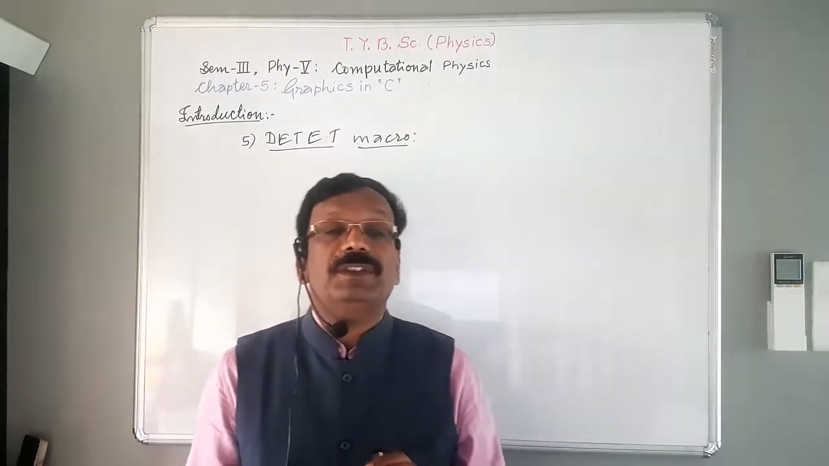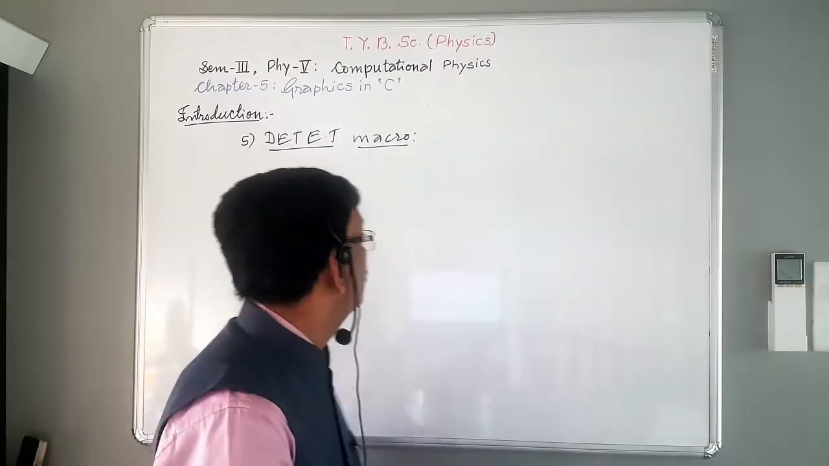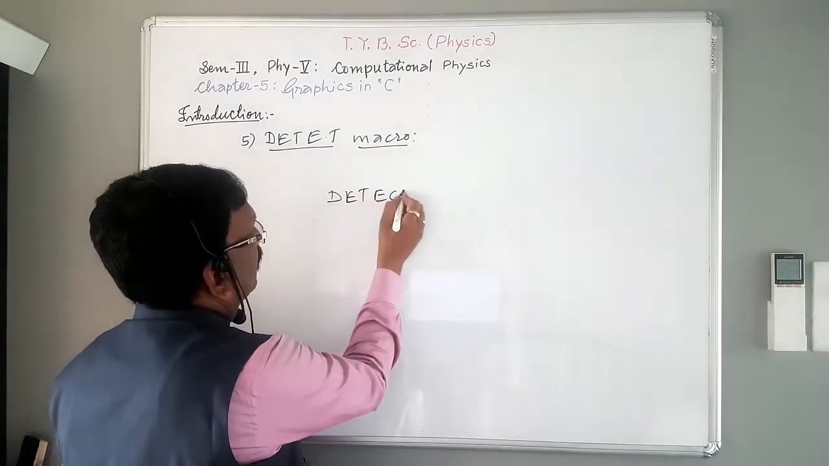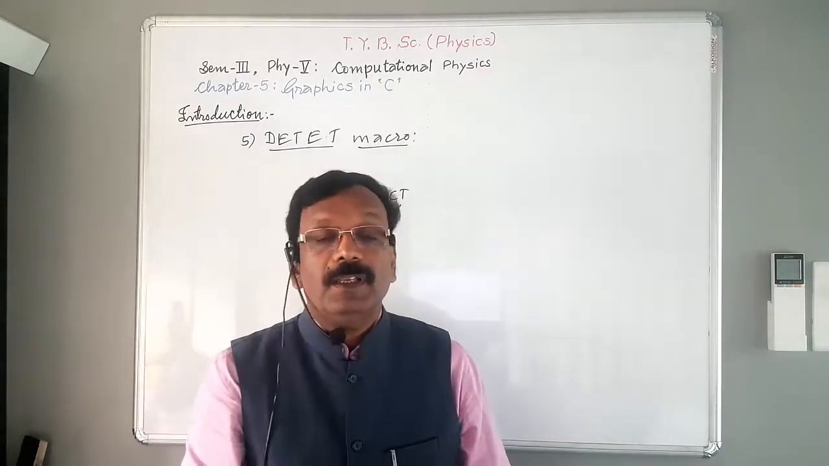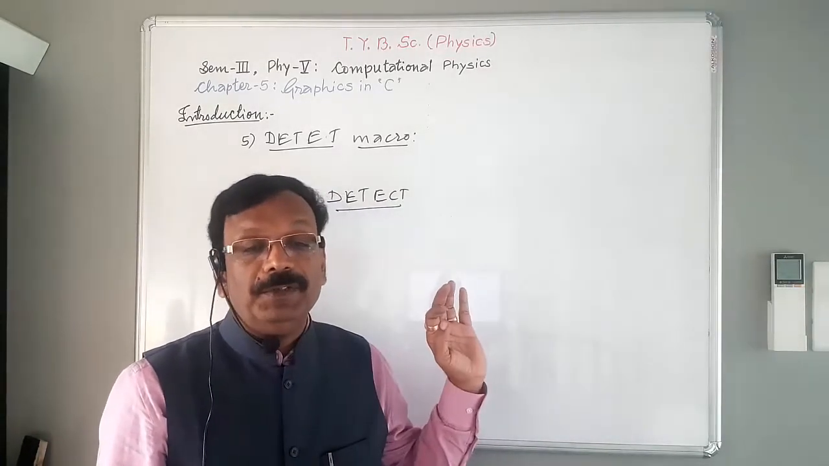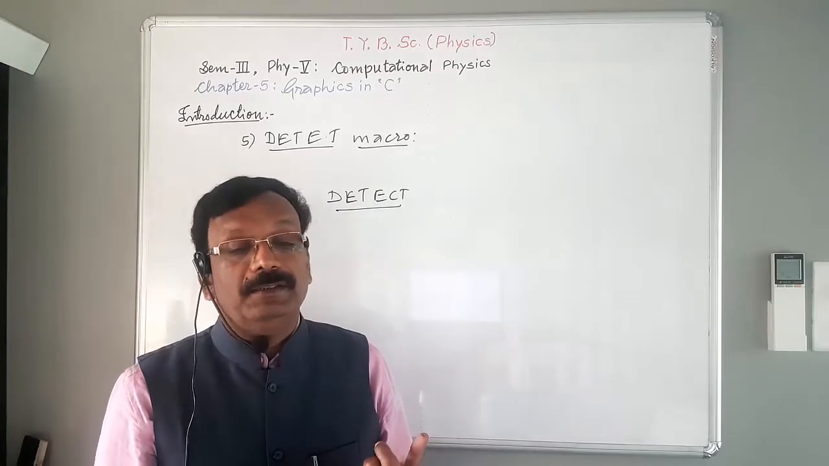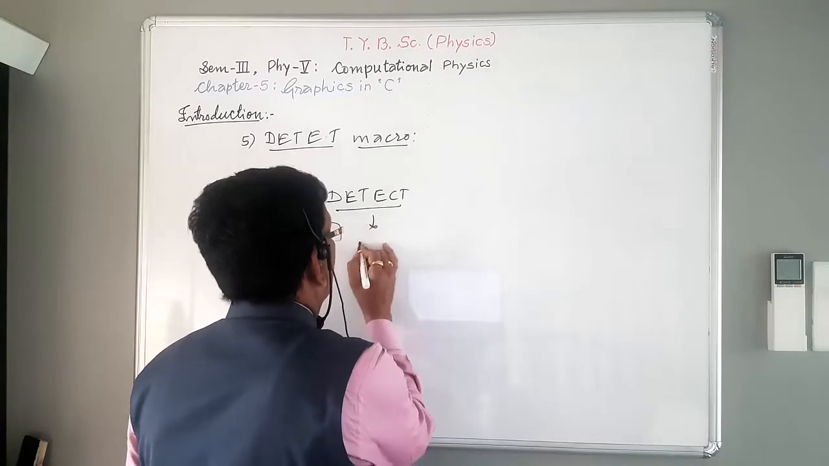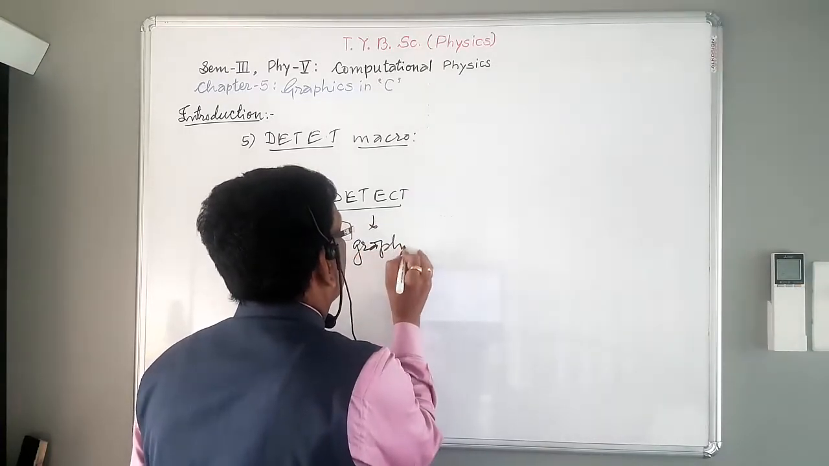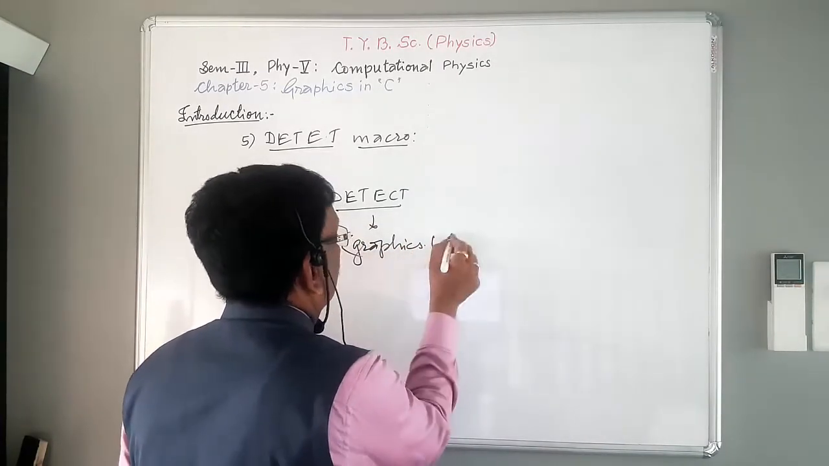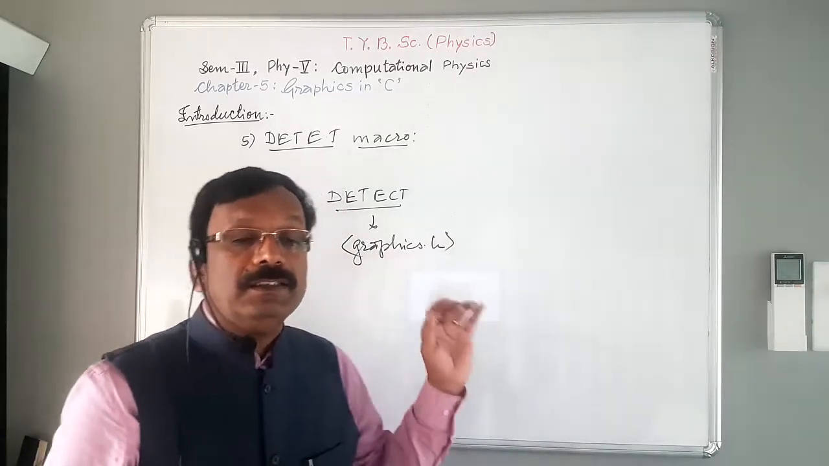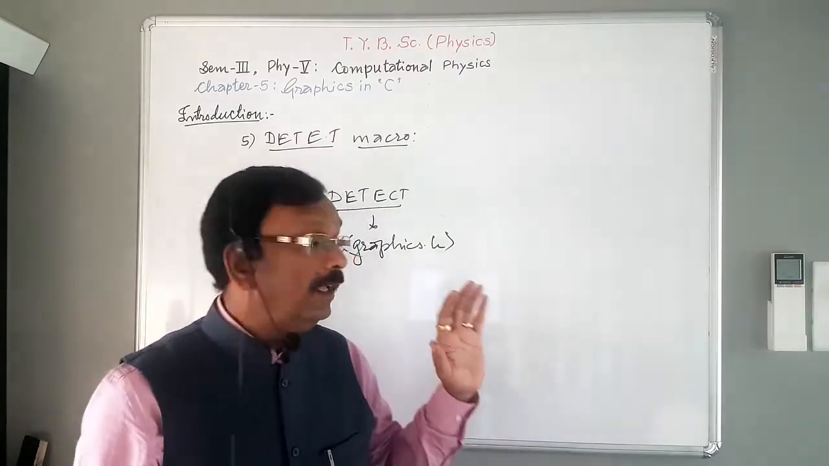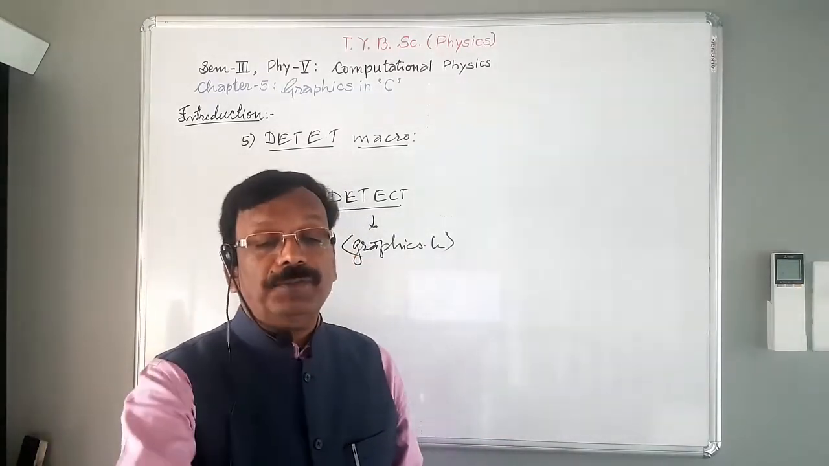In all our programs, we will use detect. We will use the detect macro of graphics.h, and this is a library file that instructs the compiler for auto detection of graphic driver.